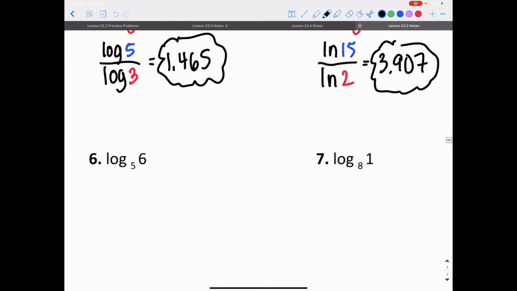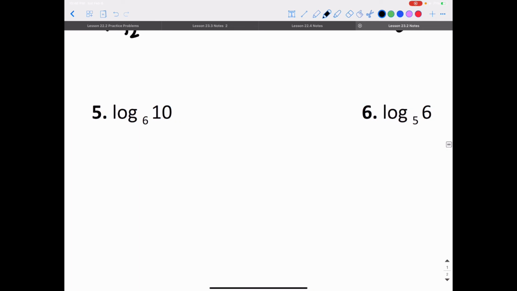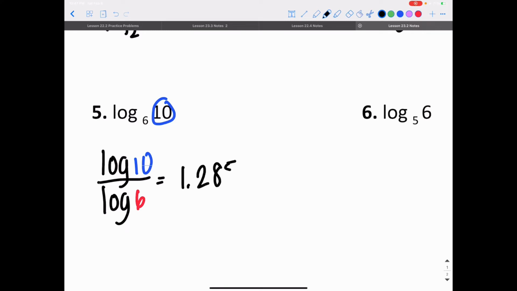For number 5, I have log base 6 of 10. 6 and 10 don't share a base in common, so I'm going to, again, do log over log. That's log base 10. I'm going to do 10 goes in the top, 6 goes in the bottom. I get, when I do this on my calculator, 1.285.